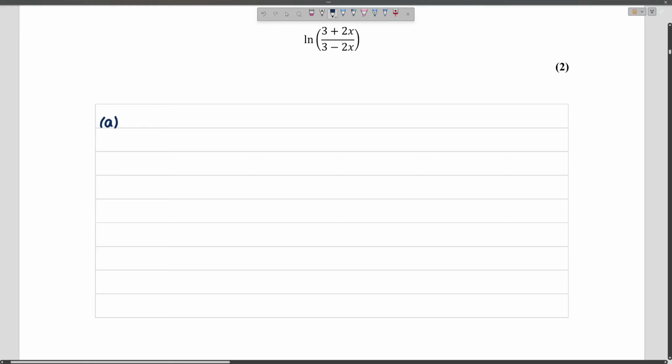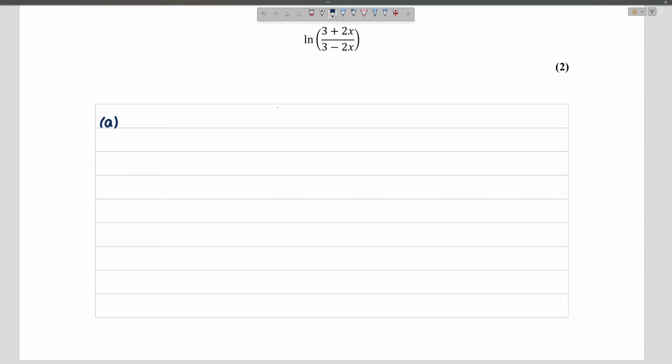So for part A, all we want to do is just find the third derivative. We have y equal to ln of 3 plus 2x. What we need to do is find the first derivative, dy by dx. That is nice and straightforward: simply 2 over 3 plus 2x. We now need the second derivative, d squared y over dx squared.